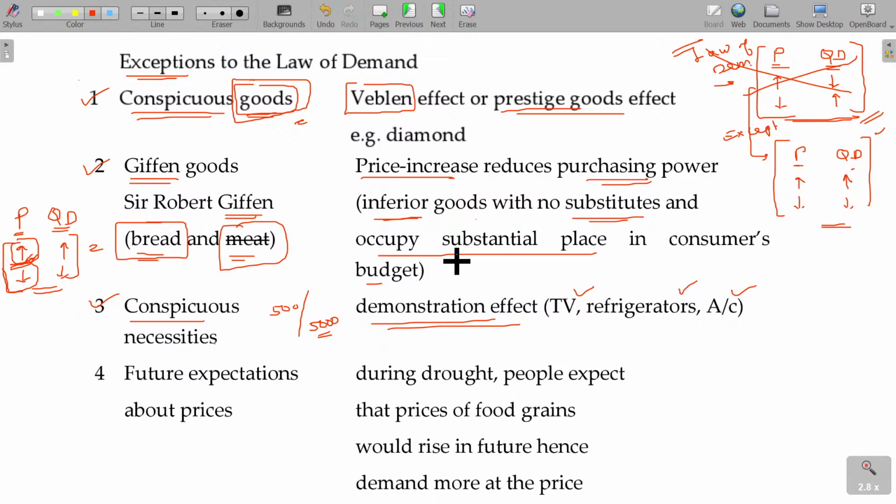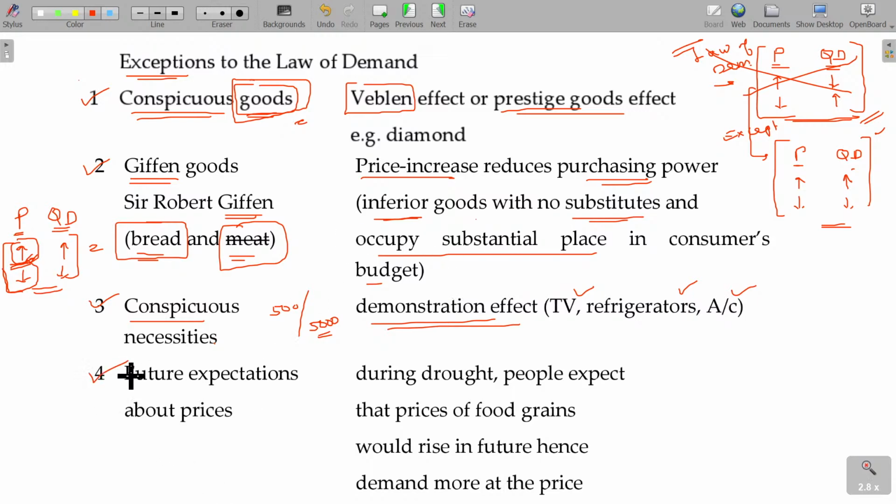Veblen is just the opposite. When the price of the commodity is higher, that is a prestigious good and willingness to purchase more will come under conspicuous goods. Or I want to demonstrate that I am capable of buying at the highest price compared to others, for my ego satisfaction. I can pay more though the price is lesser. That's called conspicuous necessities.